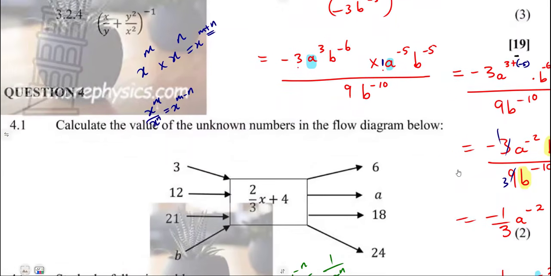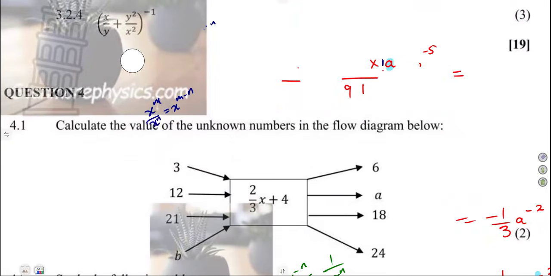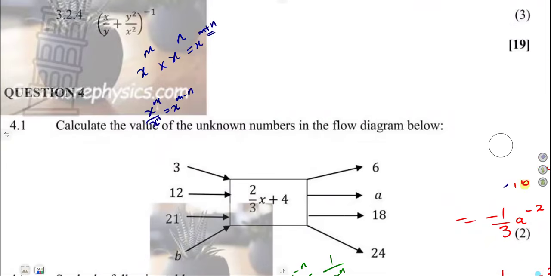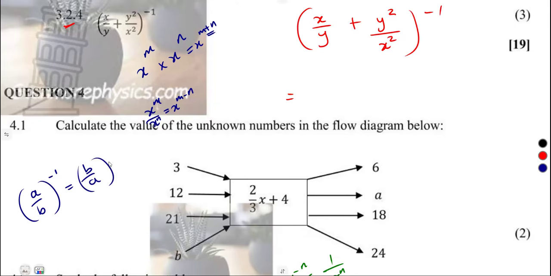All right, let's consider another part of our question, which was now on 3.24. Let us just consider this part quickly and see what we're going to have here. That's 3.24x over y plus y squared over x squared, all right, to the exponent of a negative 1. So we can see that in order for us to use this exponent, we are supposed to have a single fraction. a over b to the exponent of negative 1 is the same as b over a raised to the exponent of 1.